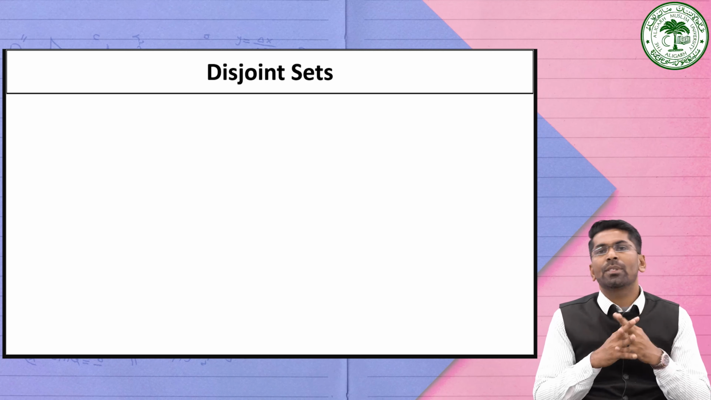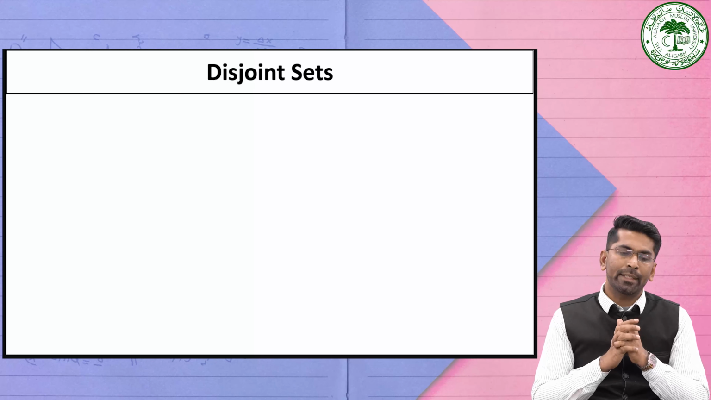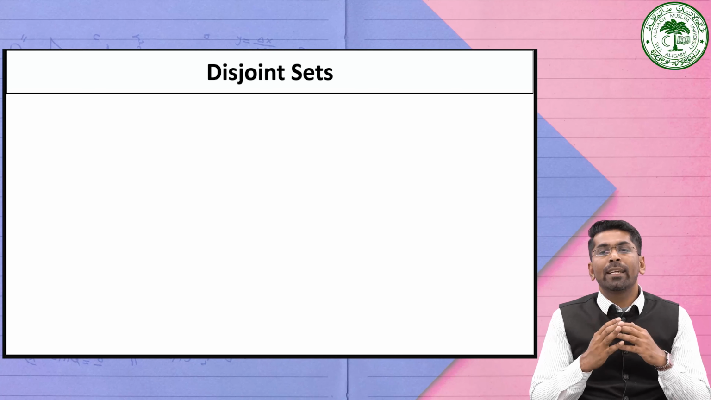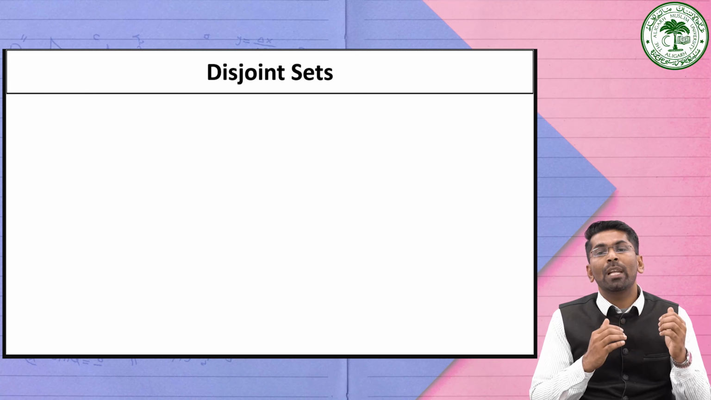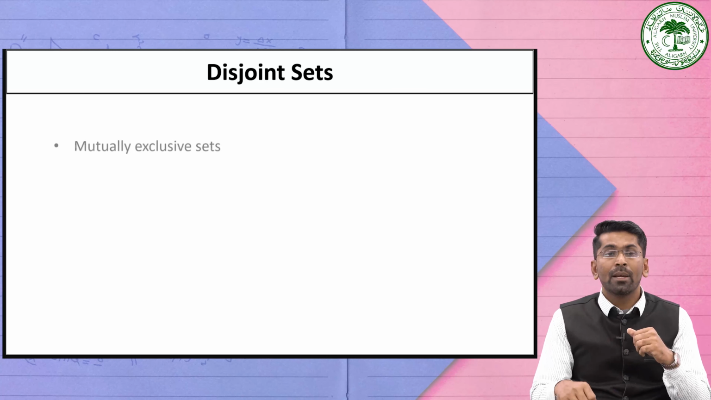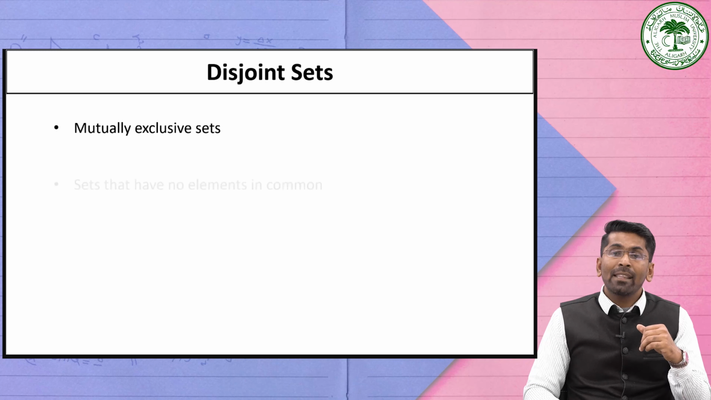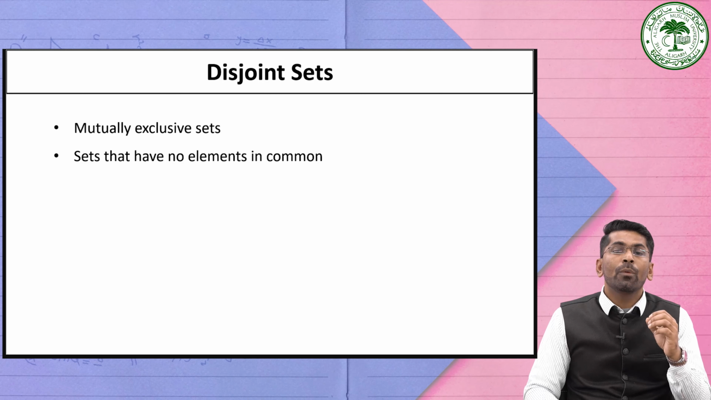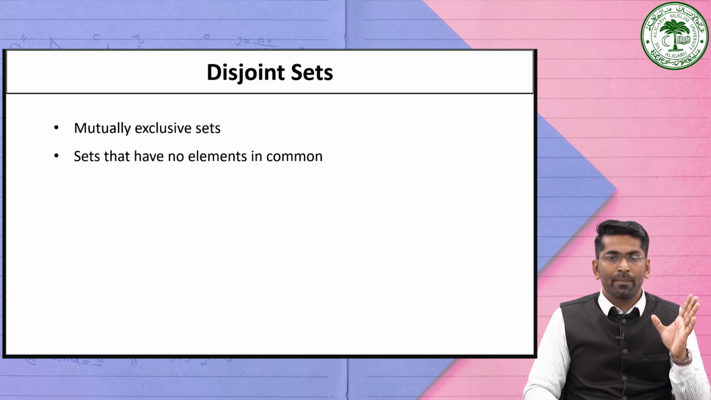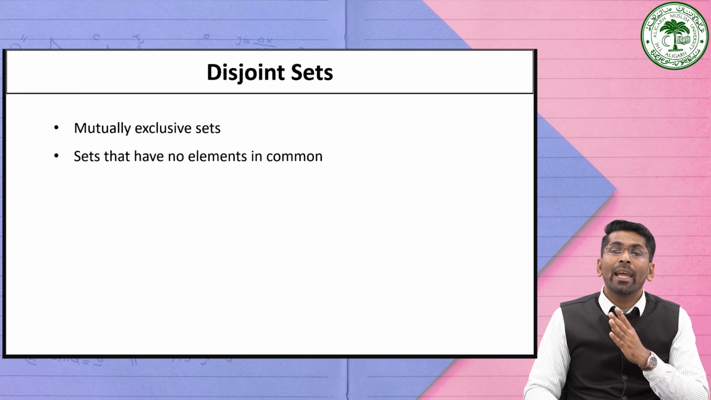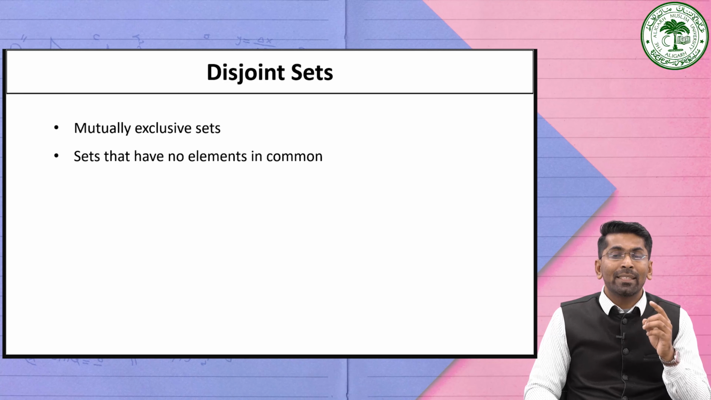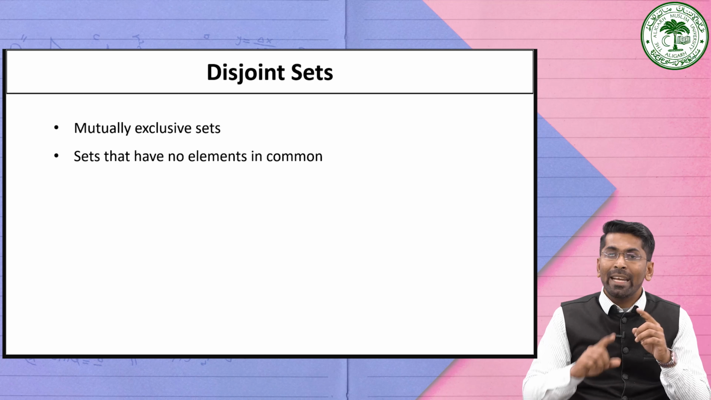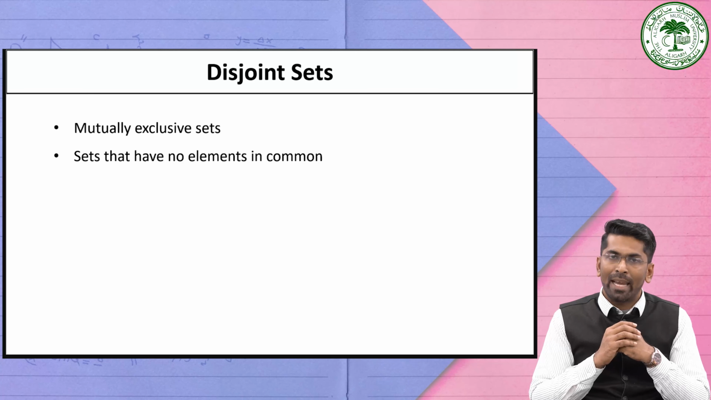Now let us consider the last type, which is known as disjoint sets. Disjoint sets are also known as mutually exclusive sets, and these are the sets that have no elements in common. The key criterion is that they do not share any elements. Thus, if sets are disjoint, then the intersection of these sets is the empty set.